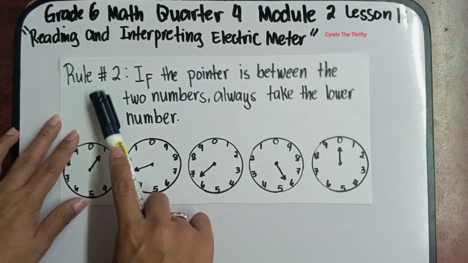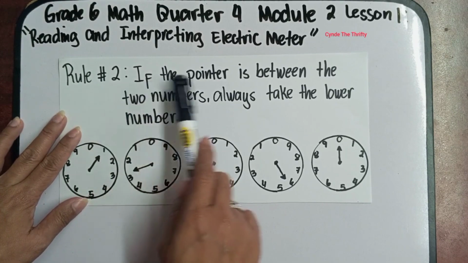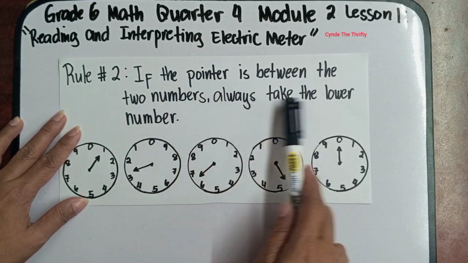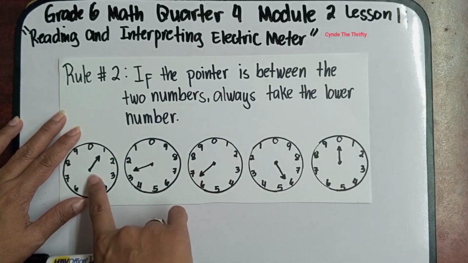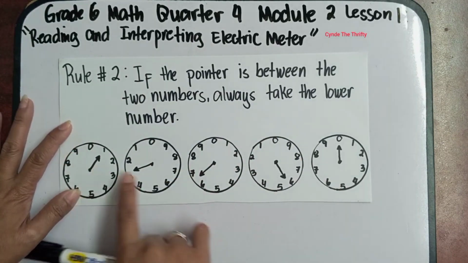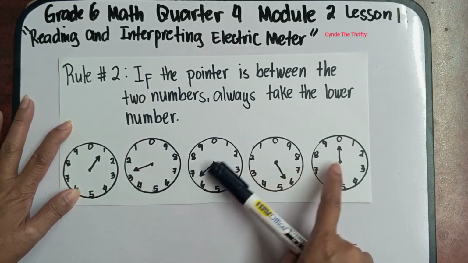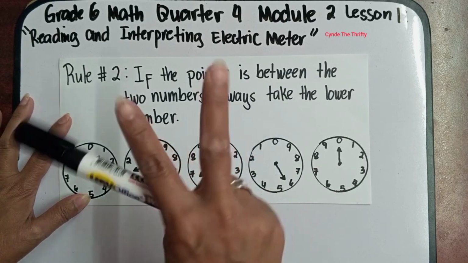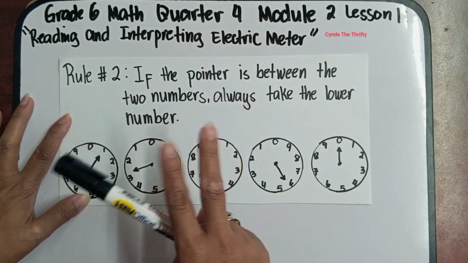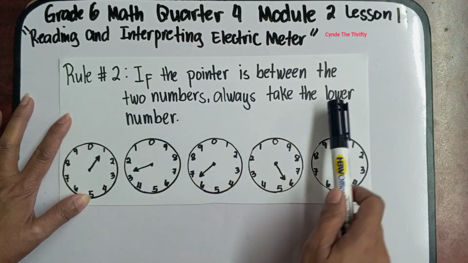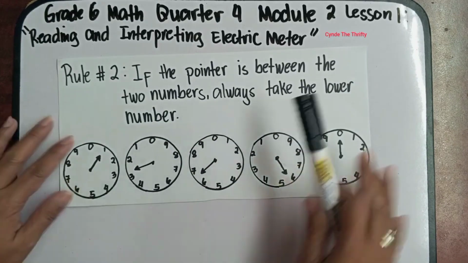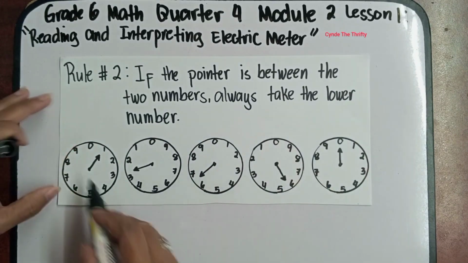Rule number 2. Ang rule number 2 natin, if the pointer is between the two numbers, always take the lower number. So ito yung pointer natin. Ito yung tinatawag nating pointer. Kapag daw ang pointer natin is in between sa dalawang number, ang gagamitin mong number is yung maliit na number. For example, itong first dial natin, saan siya nakaturo? So, nakaturo siya sa 1.